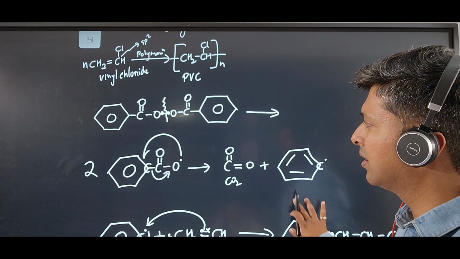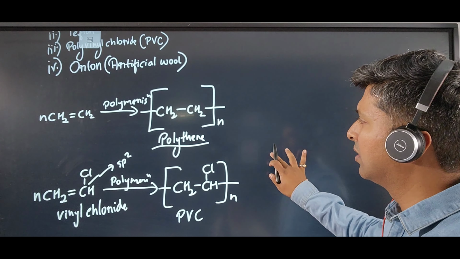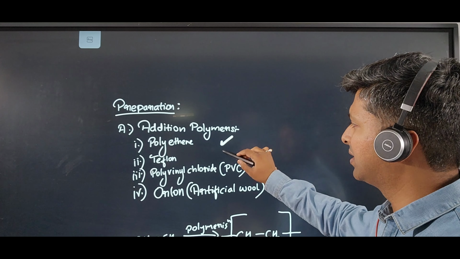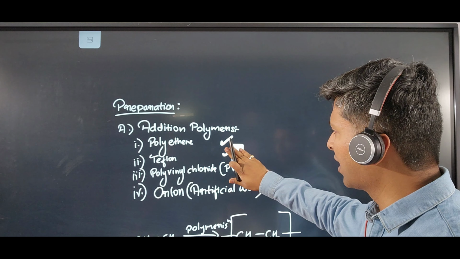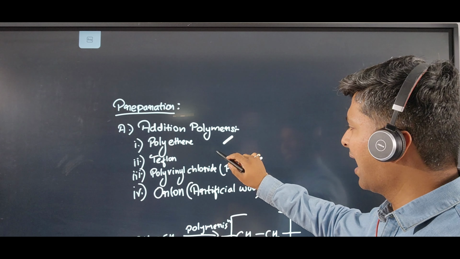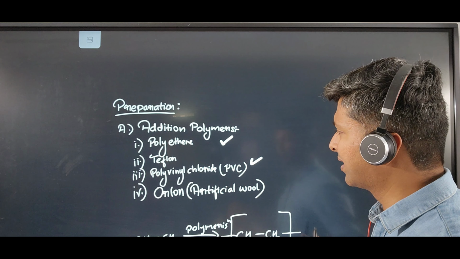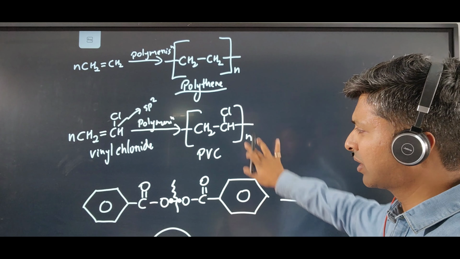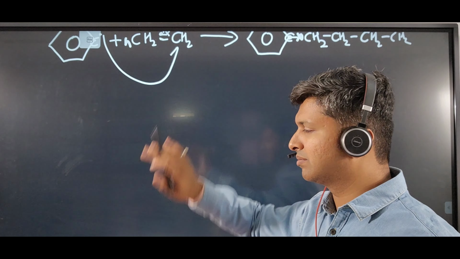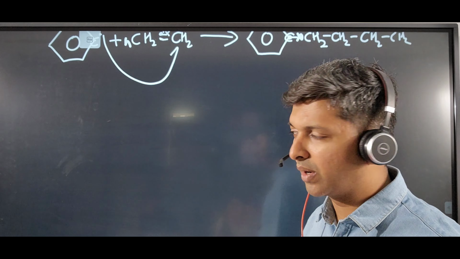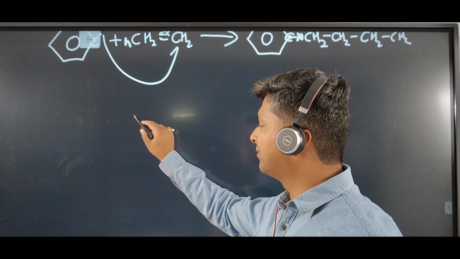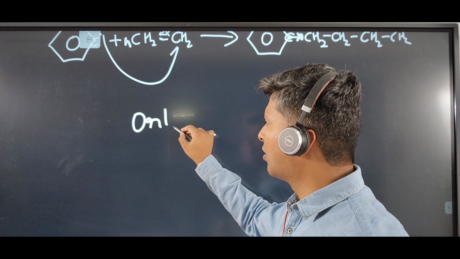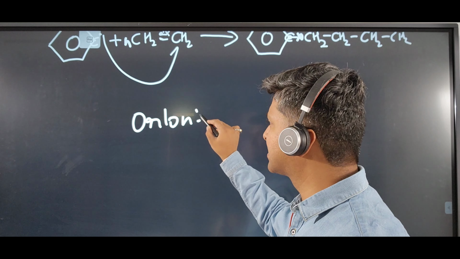So now we'll continue with the remaining two addition polymers. We have done polyethylene, we have done polyvinyl chloride. Now we have to do Teflon and we have to complete Orlon. Teflon and Orlon are remaining. And also rubbers, they are also kind of addition, but we'll take it in a separate segment altogether. So we are writing now Orlon. Orlon is polyacrylonitrile, also called PAN. Polyacrylonitrile, also called artificial wool.